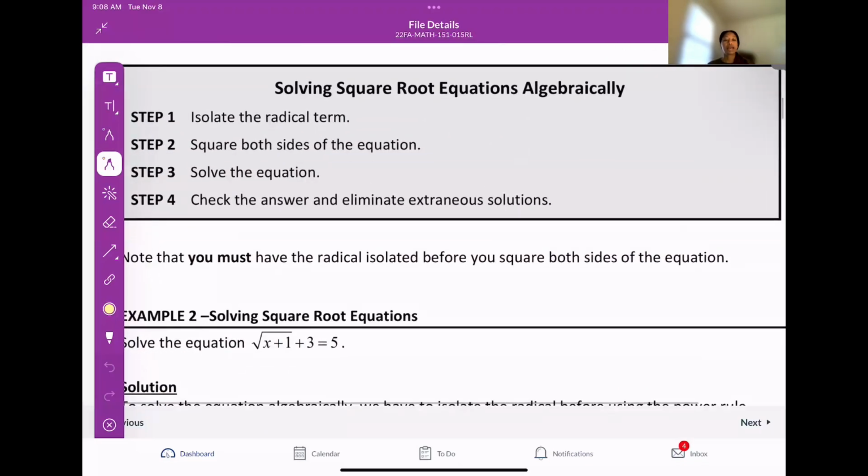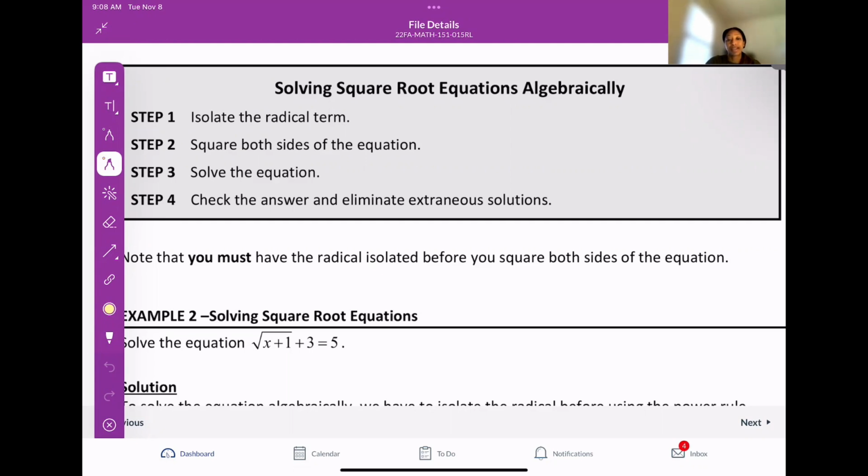You square both sides. All right, so solving square root equations algebraically. First, you want to get the term that has a square root involved isolated on one side of the equation by itself. Then we want to square both sides of the equation to get rid of the square root. Then you're going to want to solve the resulting equation. And then, of course, as with any equation, when we solve, we can check our final answers.